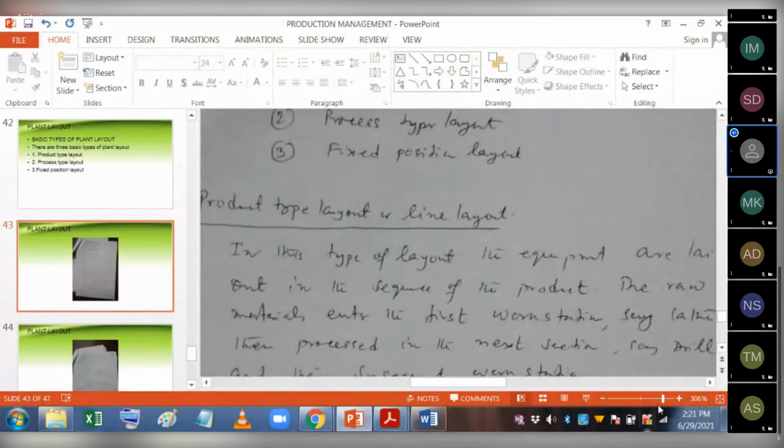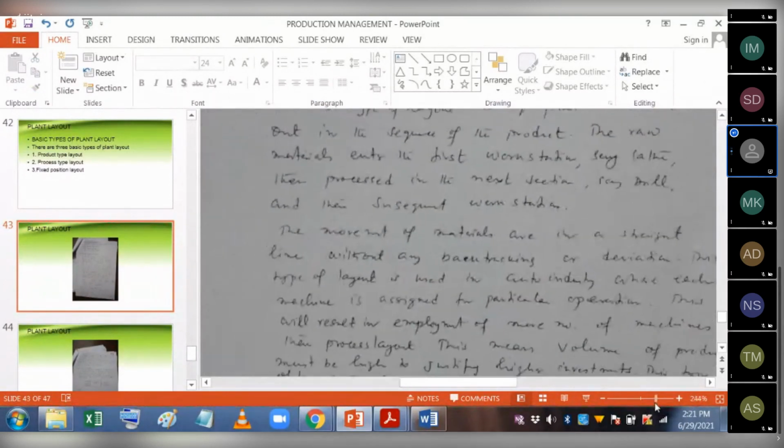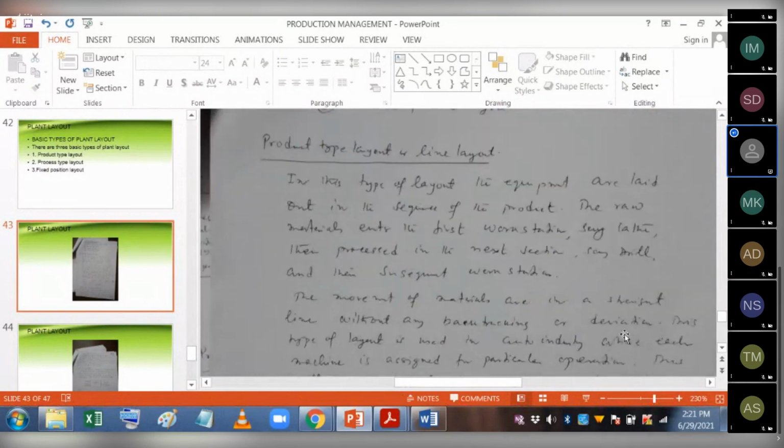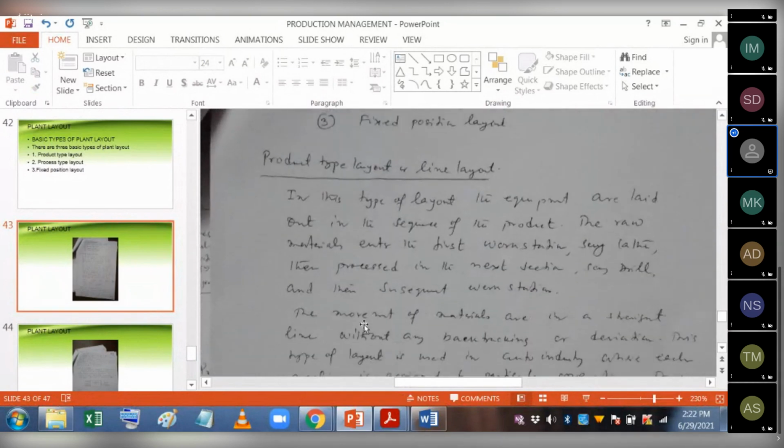Now let us understand what is a product type layout. Everyone listen to this carefully, but it is very important and will be extremely useful in life. What is a product type layout? In this type of layout, the equipment are laid out. I am reading this, please look at the note a bit, I will type it later, but for the time being, please bear with me and go as per my reading. So much material is there, it takes a lot of time because I'm not a very fast typist. Okay. So in this type of layout, the equipment are laid out in the sequence of the product.